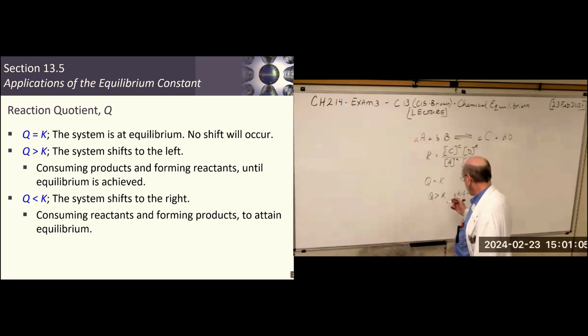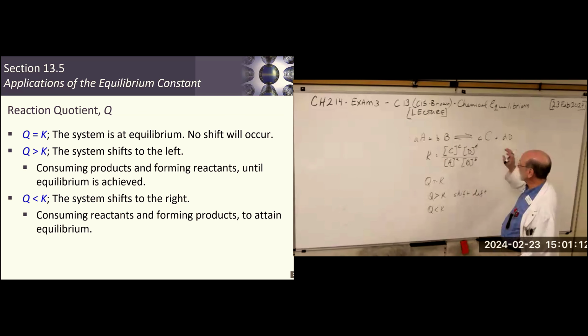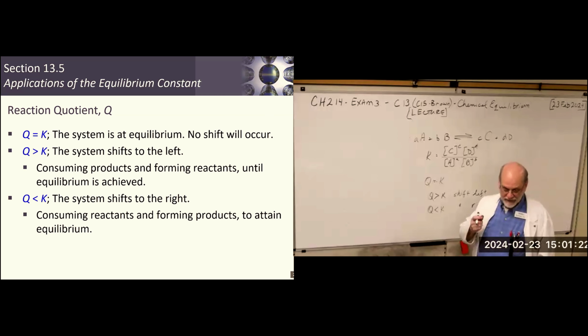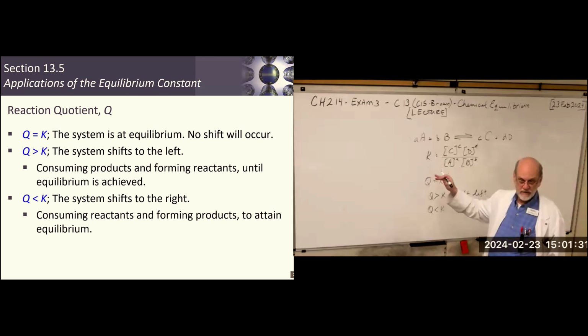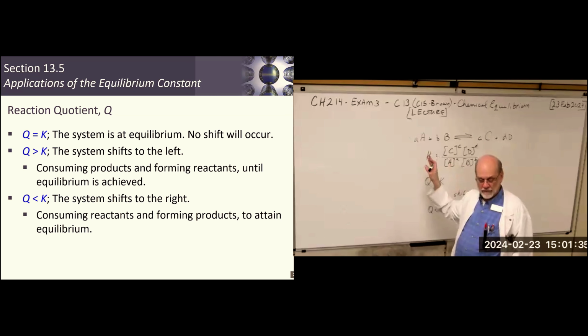Okay, but if Q is less than K, that means we don't have enough product. And then the shift is to the right, as written. Now, why would we need to know that? Well, we're going to need to know that for doing equilibrium calculations. Because if you don't know which way it's moving, you can't calculate the outcome.